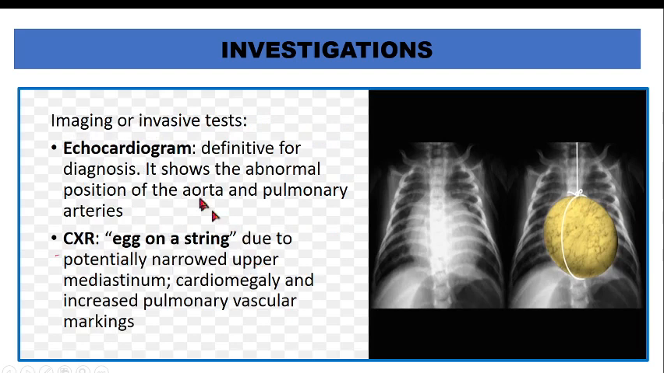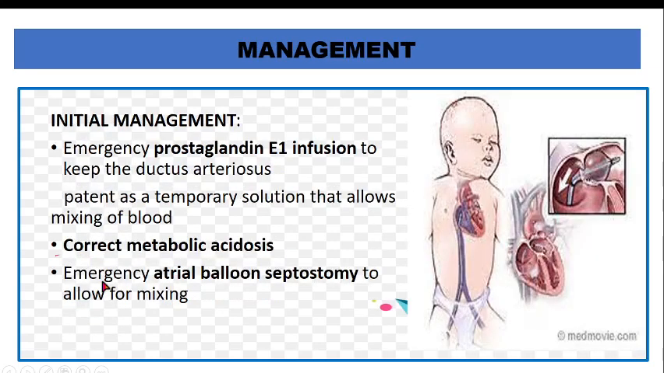Now, what are the investigations? Echocardiogram is the best diagnosis for this. It shows the aorta arising from the right side and the pulmonary artery arising from the left side. If you take a chest X-ray, it looks like an egg on a string. This is due to a potentially narrowed upper mediastinum, cardiomegaly and increased pulmonary vascular markings. Because of these changes, it looks as if there is an egg on a string appearance. So this is the finding in chest X-ray.